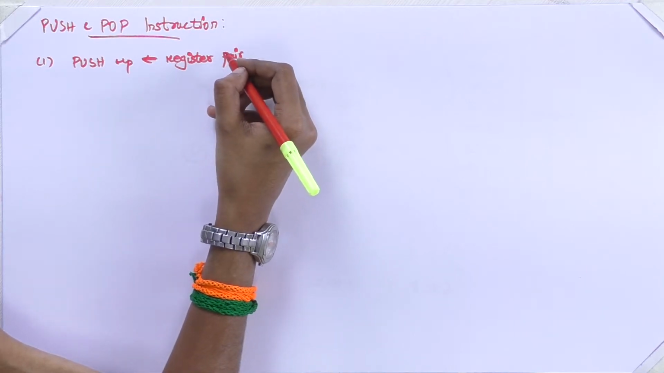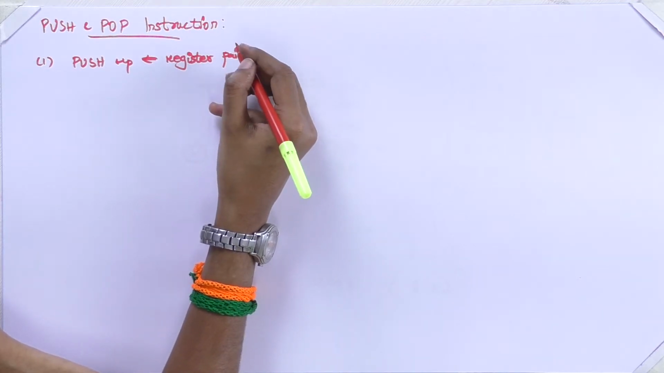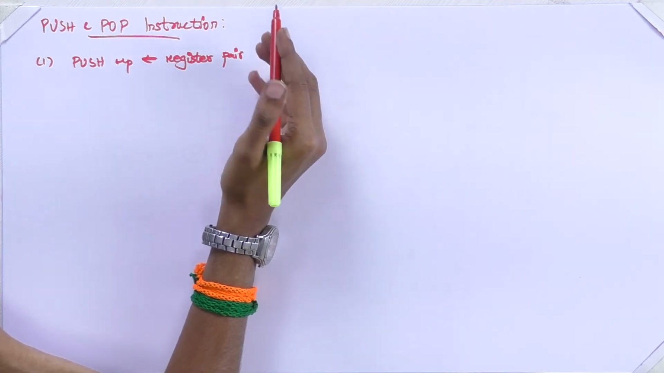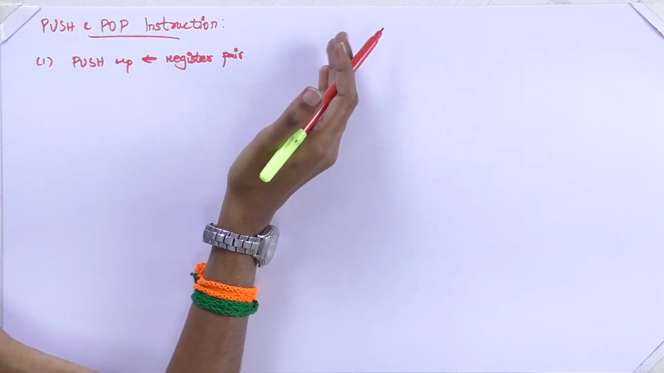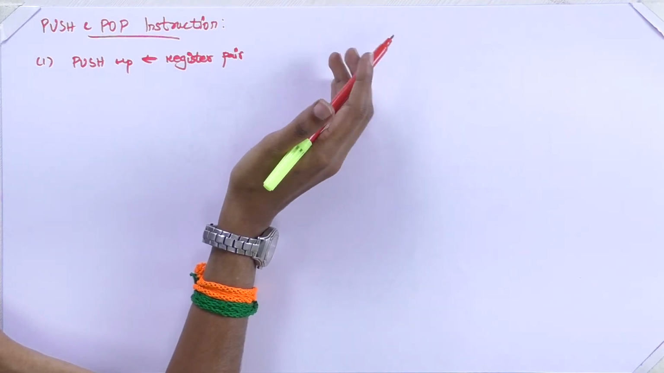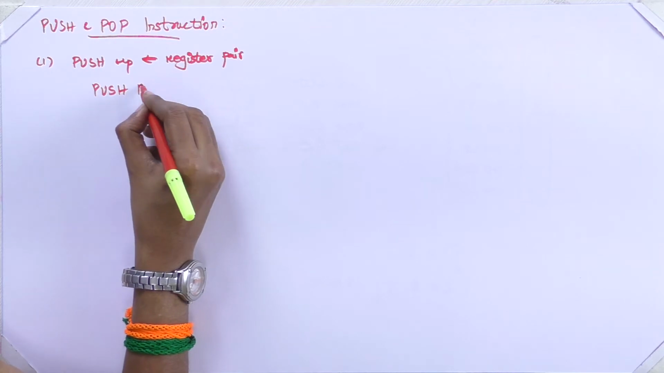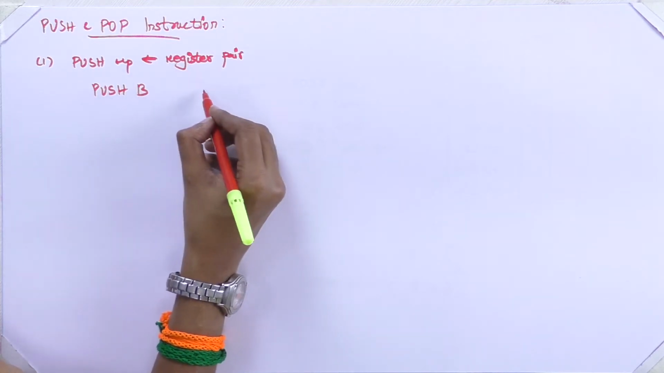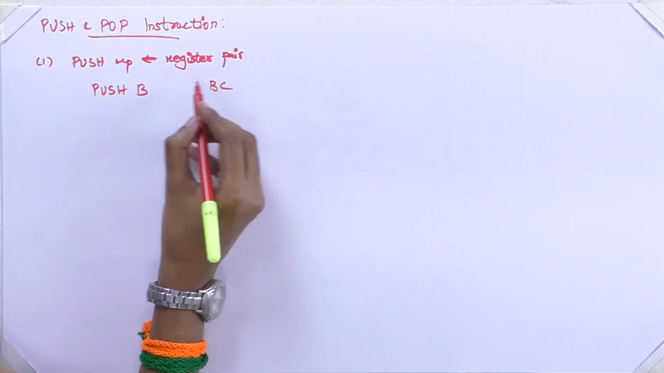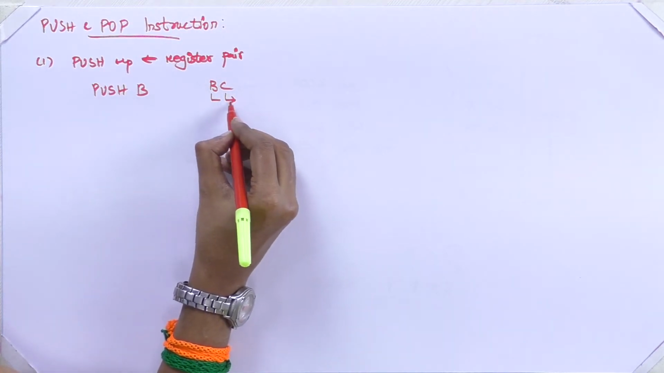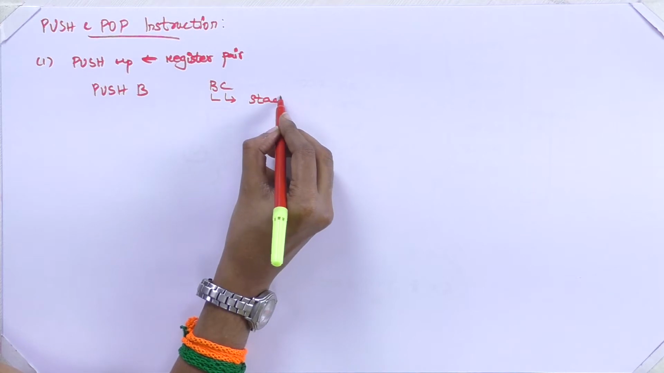So what are the register pairs that we have in the processor? You already know that we have seen in the architecture itself. Yes, it is B, C, D, E and HL. So for example, if I take PUSH B, the pair for B is B and C. What will happen is, it will push the value in B and C into the stack.